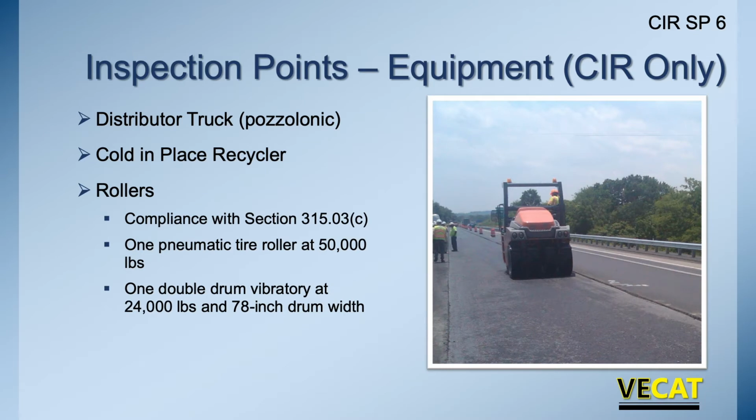So we've talked about the distributor, the recycler, the rollers. So now that the reclaimer's gone through, it's cutting to depth, it's mixing. As we come behind it, rollers have to be within section 315.03C of the spec book. We need one pneumatic roller at 50,000 pounds, and we need one double drum roller at 24,000 pounds and 78-inch wide drum. So those are required per the special provision for cold in place recycling, cold plant recycling placement.